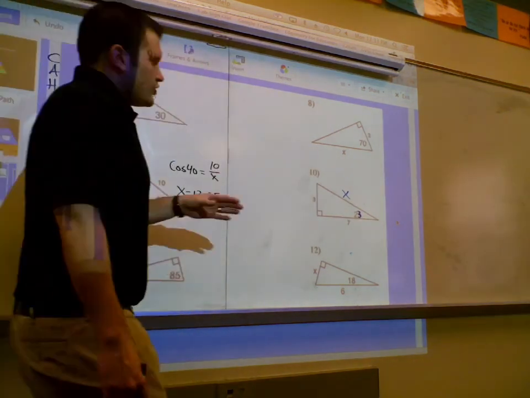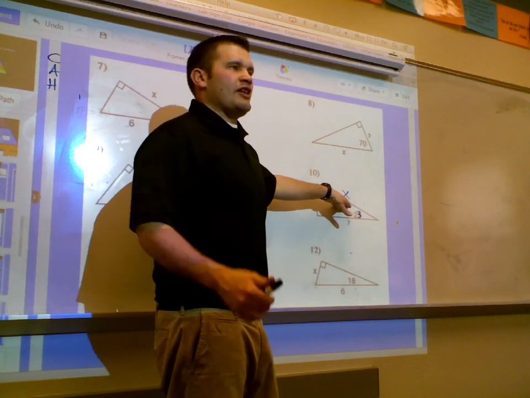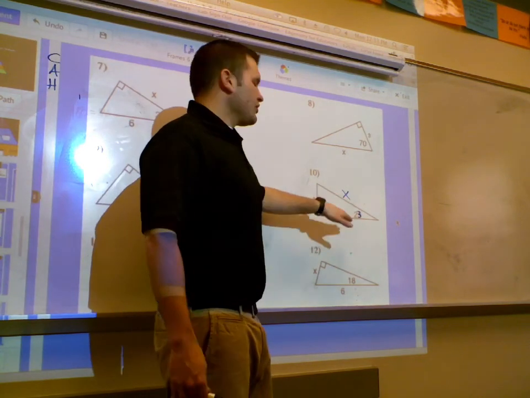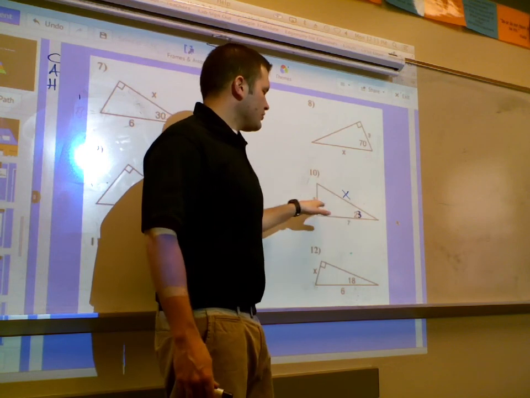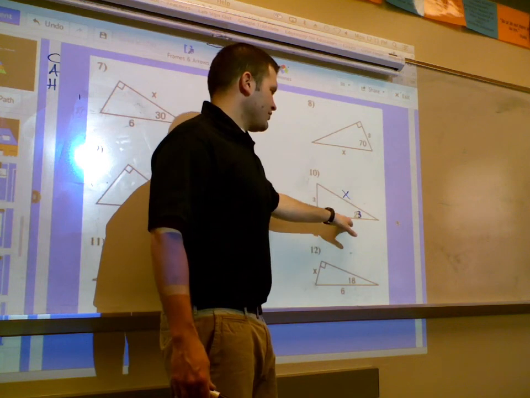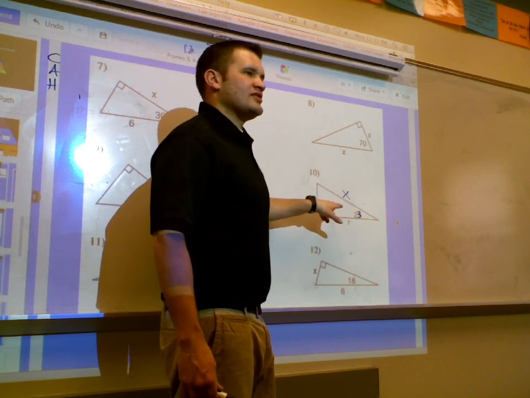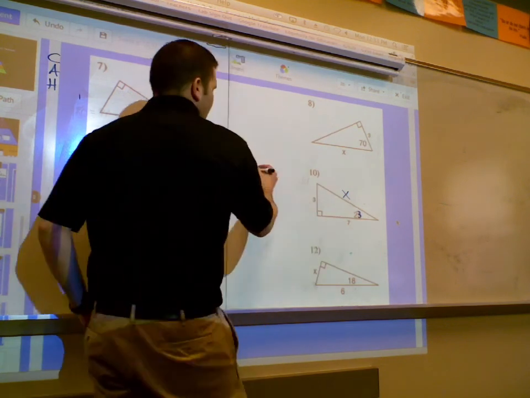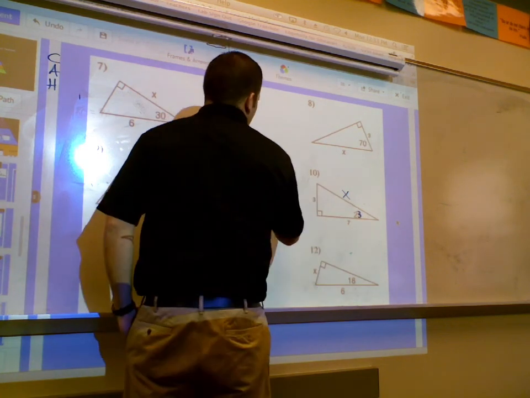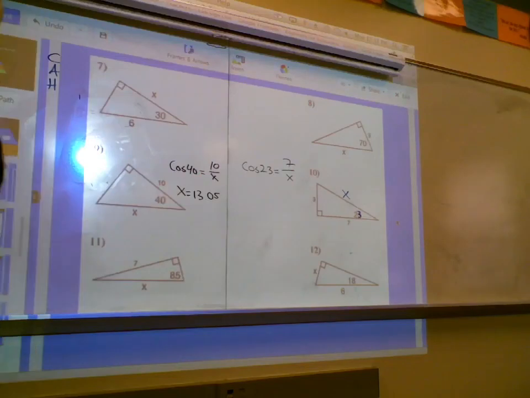So using 23, and I want to use cosine. So I need to identify which one's the adjacent. So which one's adjacent? 7. The x is what, Maddie? The hypotenuse. Okay. So cosine of 23 equals 7 over x. So when you solve for x, what do you get?